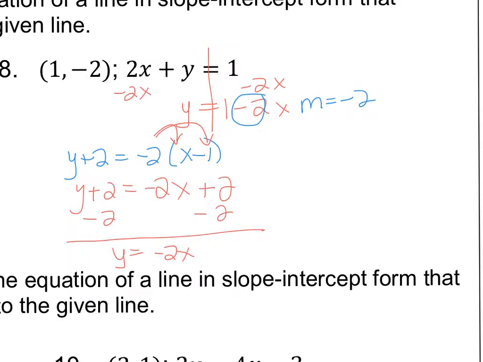Okay, when you solved the equation 2x plus y equals 1, you came out with a slope of -2. And using that with a point to plug into the point slope formula, and then finally solving that down to y equals -2x.